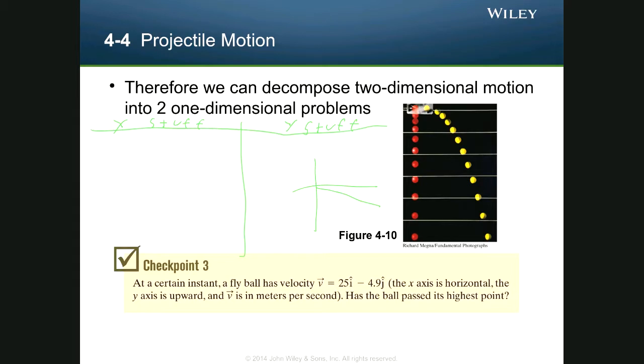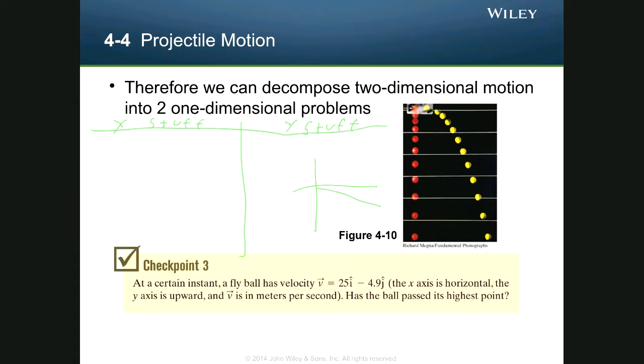So that being said, the question is, has the ball passed its highest point? This is a great physics problem, right? Because you have to read the math to interpret it, but you don't necessarily have to solve anything. So a projectile motion problem looks like this.